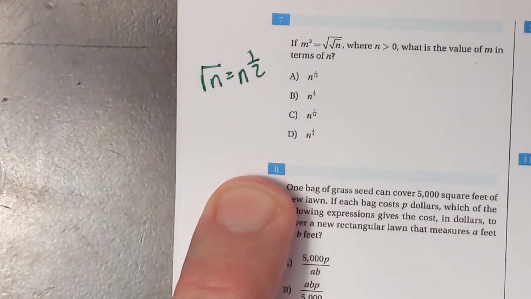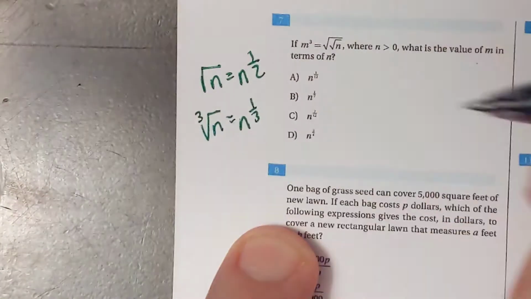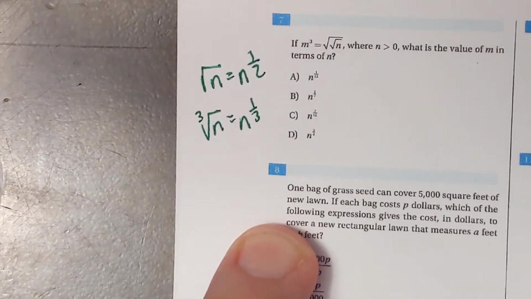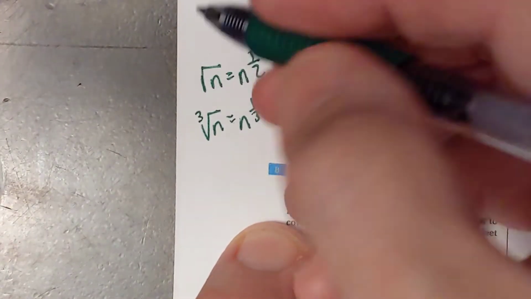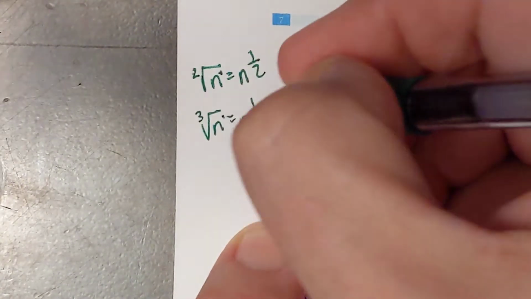I'm going to do this on the side. The square root of n is the same as saying n to the 1/2. The cube root of n is n to the 1/3. So with exponents, the number of the root becomes the denominator, and any power inside becomes the numerator.